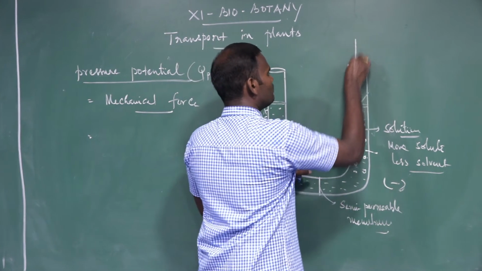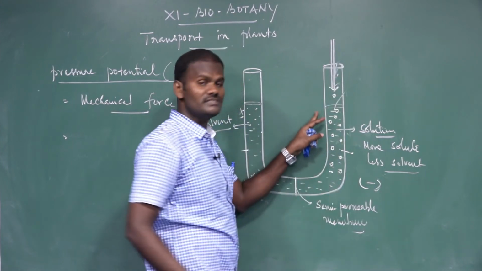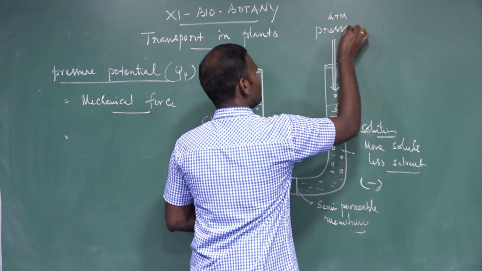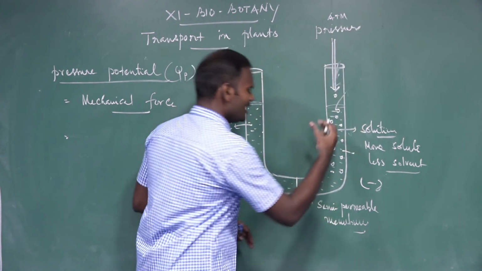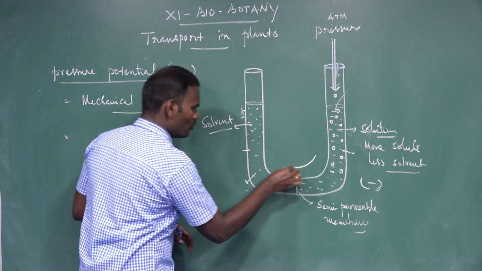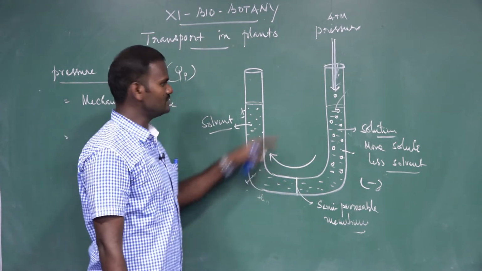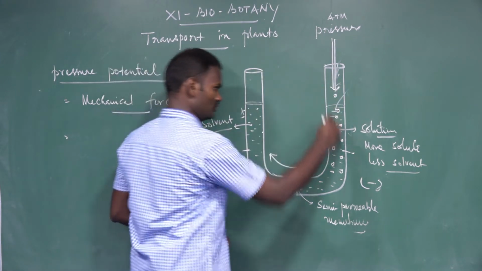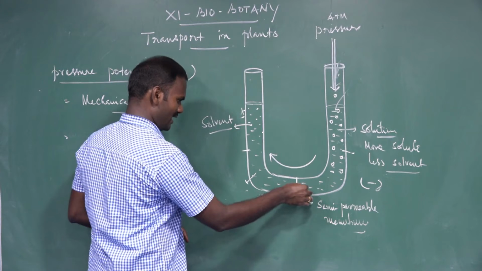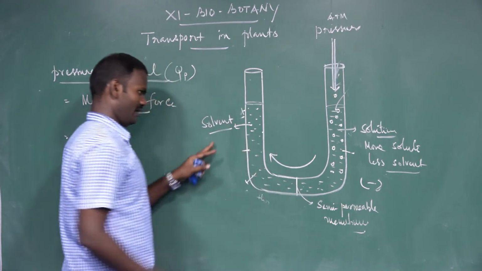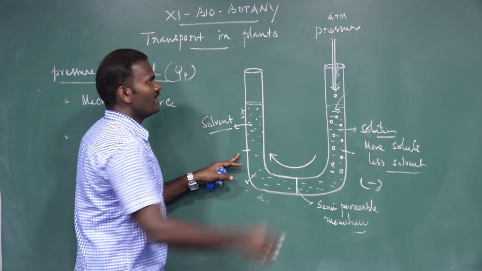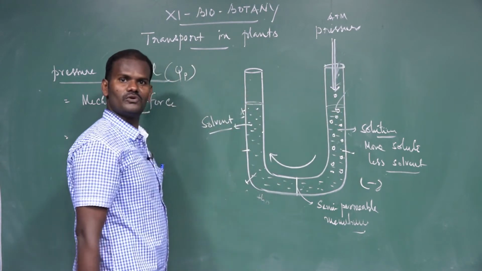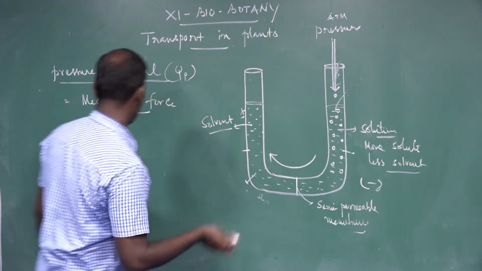So if you apply atmospheric pressure on one side, it pushes the water molecules in the opposite direction. That is a pressure. It's called pressure potential. If you apply the pressure on the solution side, it pushes the water molecules across the membrane into the solvent side. So if atmospheric pressure is increasing, it will increase the water potential. So both are positive values.